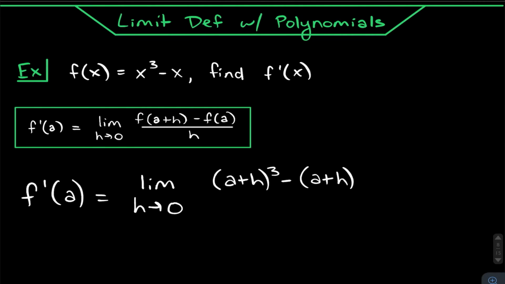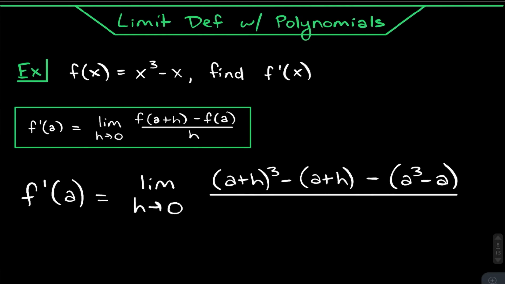Okay, and then it's going to be minus f of a, right? And so now we're just going to plug in a everywhere we see an x in this. So instead of x cubed, we're going to have a cubed. And instead of minus x, it's going to be minus a. And then this is all going to be over h.